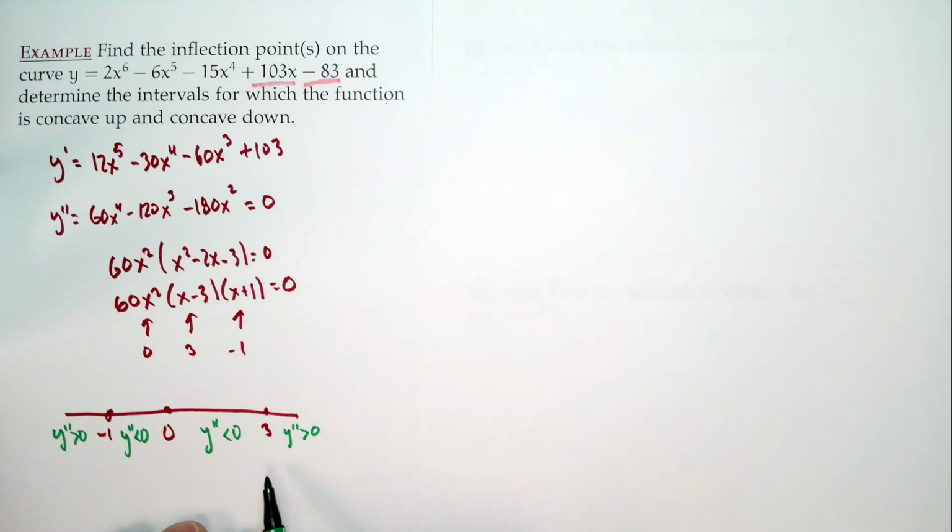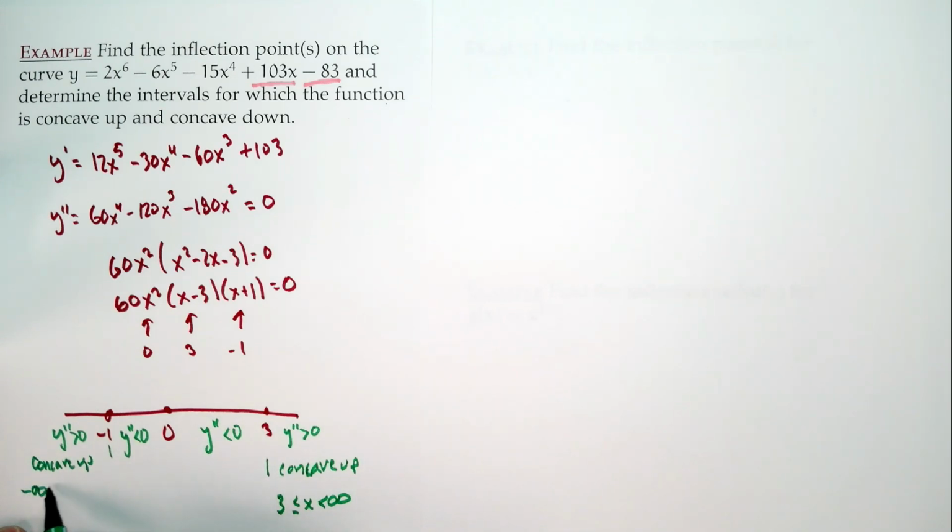Well, when are we concave up and concave down? If we're concave up, that means y double prime is greater than 0. So concave up from where? And the answer is from 3 all the way out to plus infinity. All right, how about concave down? Well, wait, there's another part, concave up over here. Let's take care of that part. So this is also concave up, and that's from negative infinity up to negative 1.